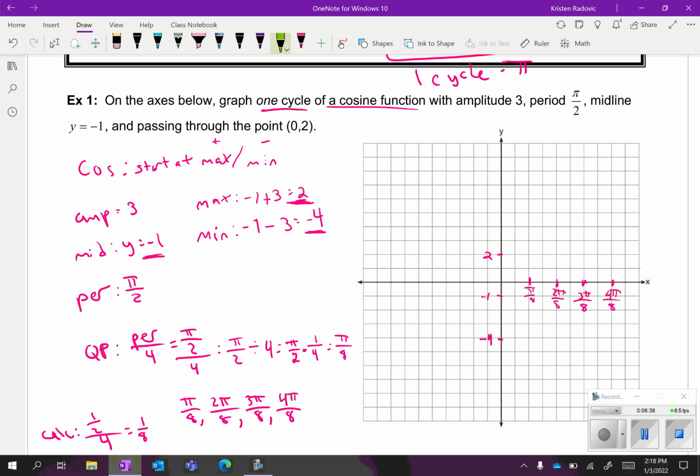Don't forget to draw a dashed line through your midline. That way it helps us as a reference. There we go.